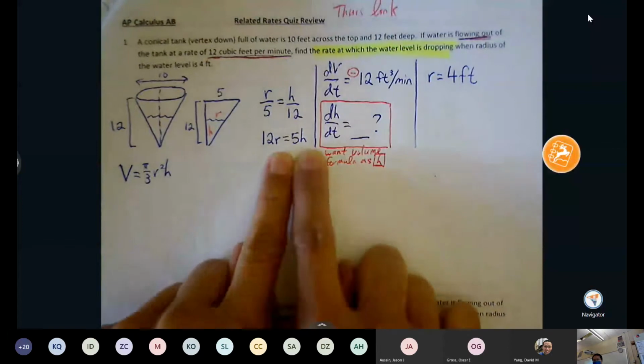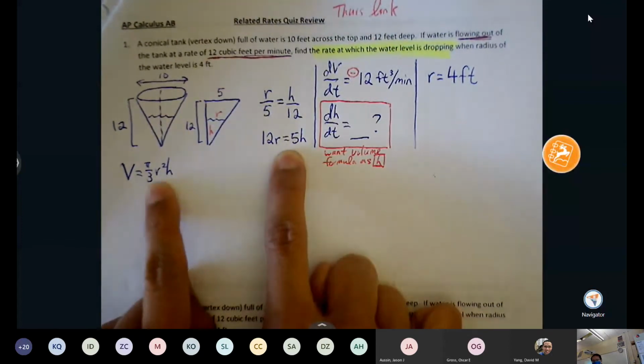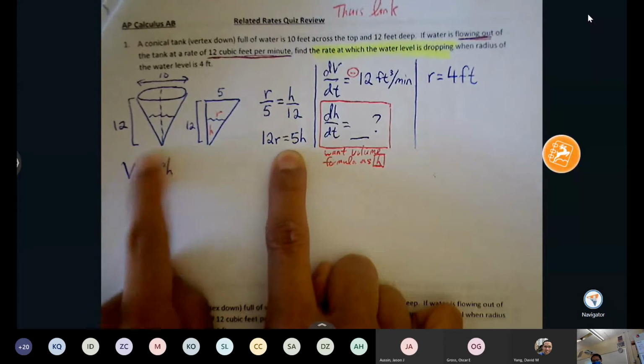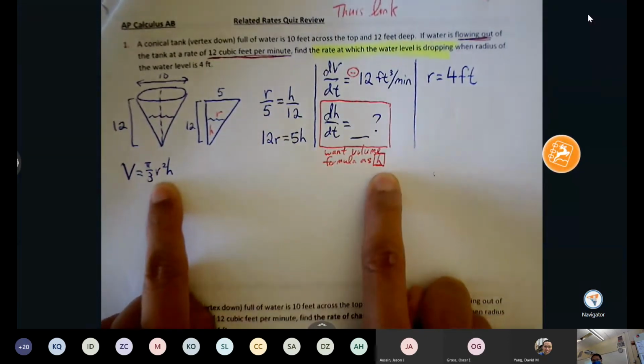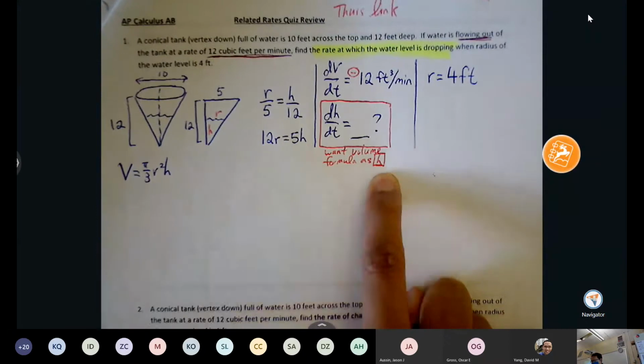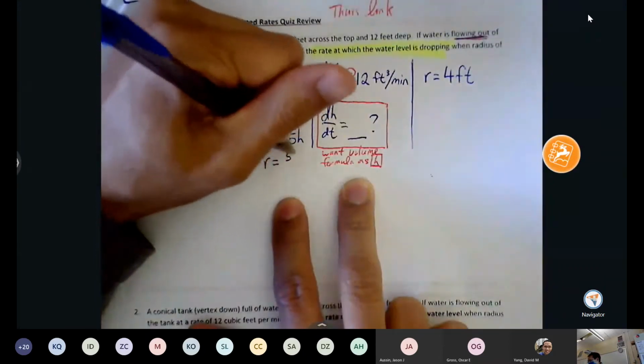So that's going to help decide our next step, right? We want to replace R. We want R to disappear. We want the right side to be just showing H so that we can get that dH/dt to naturally show up for us. So I'm going to solve for R. R equals 5H over 12.